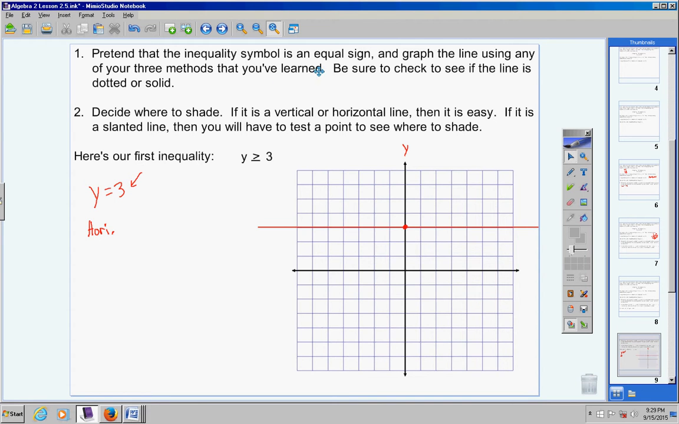And now, step 1's done. Pretend you have an equal sign. I'm going to erase this. Pretend you have an equal sign and graph the line. Be sure to check to see if the line is dotted or solid.